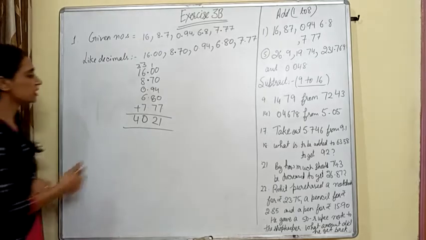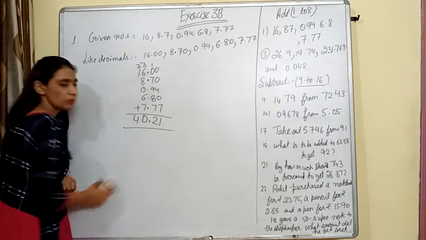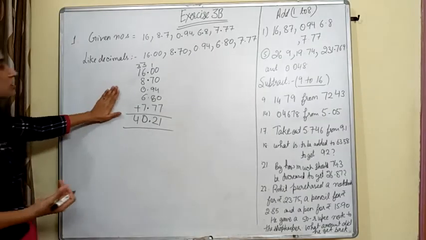Okay. Where will be the decimal point? The decimal point will be here. Okay. So what you have to do? You have to just do the simple addition.